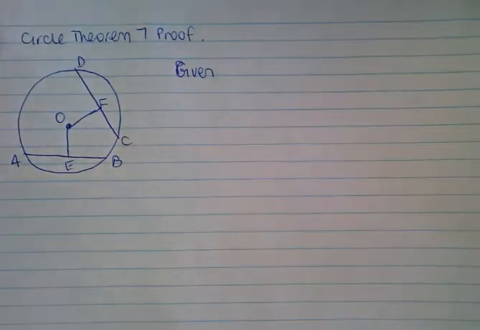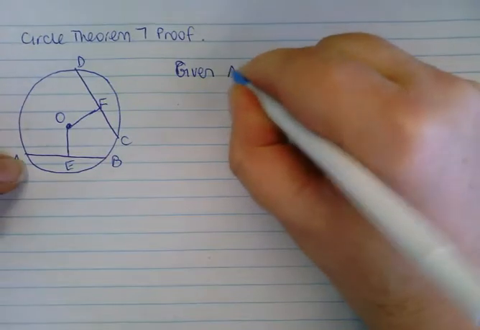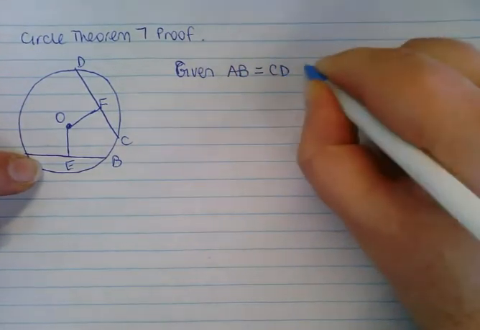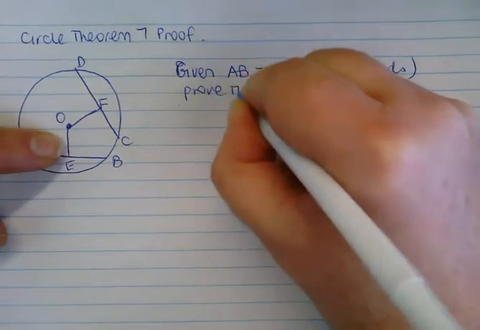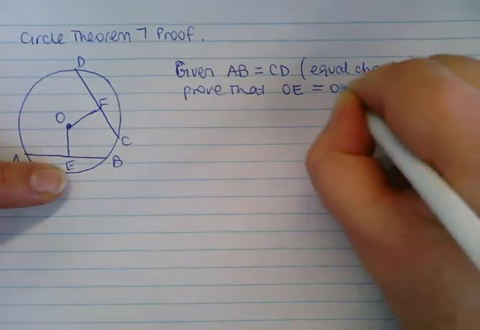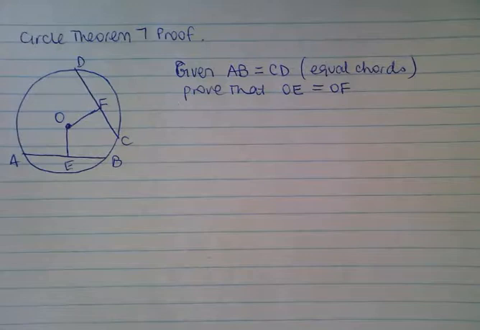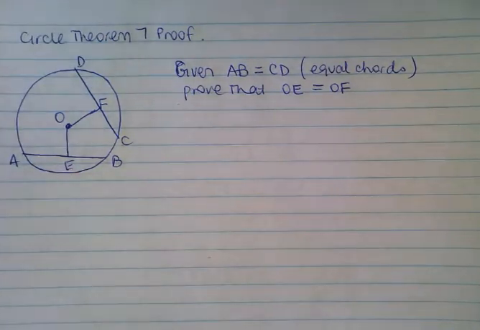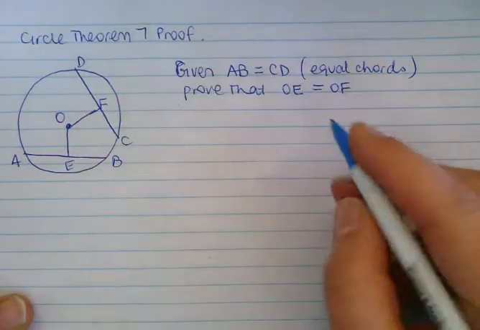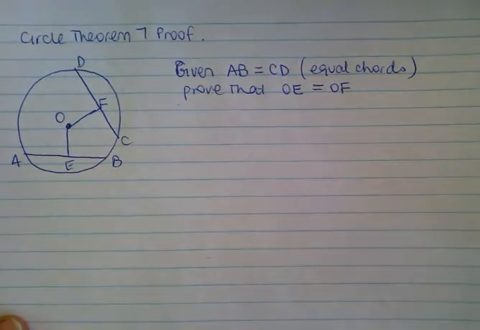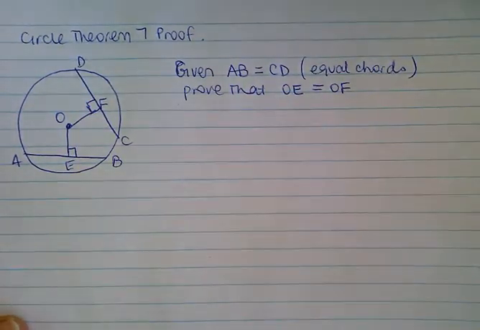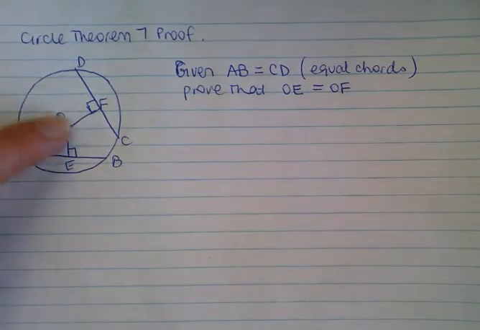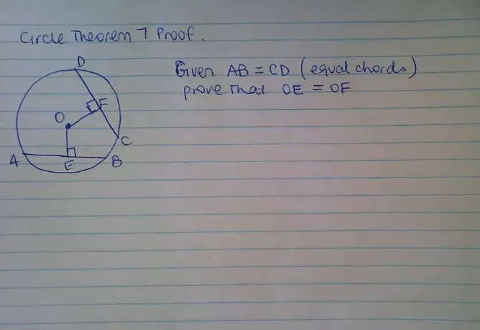Circle theorem 7 is that equal chords are equidistant from the center of the circle. So given that AB is equal to CD, in other words, that they are equal chords, prove that OE equals OF. So we're trying to prove that those two chords, AB and CD, which are equal in length, are the same distance from the center of the circle. Now, whenever we're talking about distance of a point to a line, it's always the perpendicular distance. Okay, so we're proving that OE equals OF given that AB equals CD.